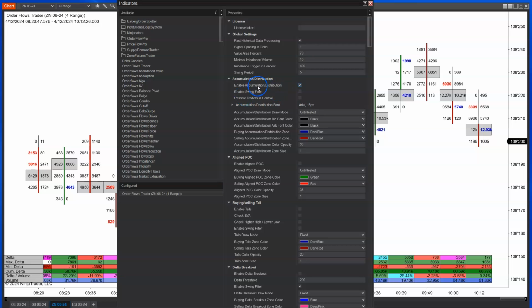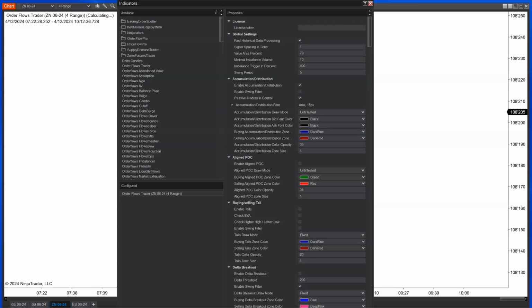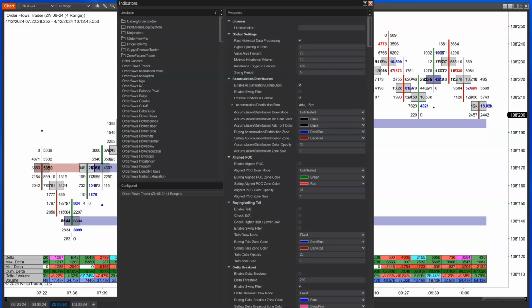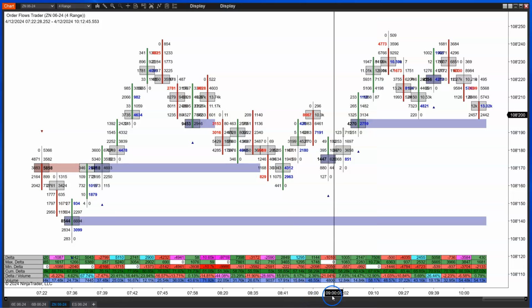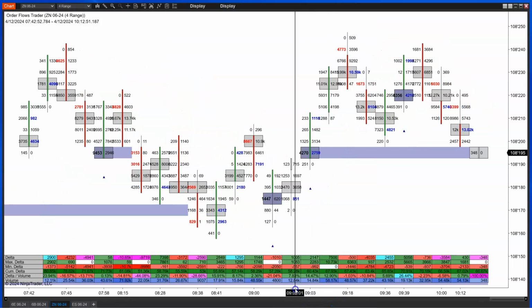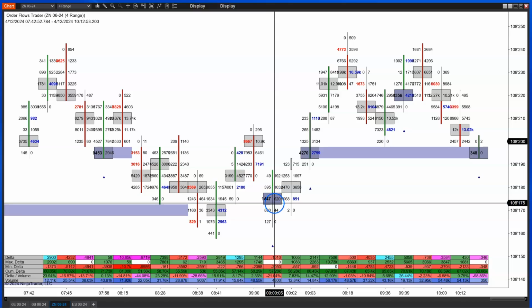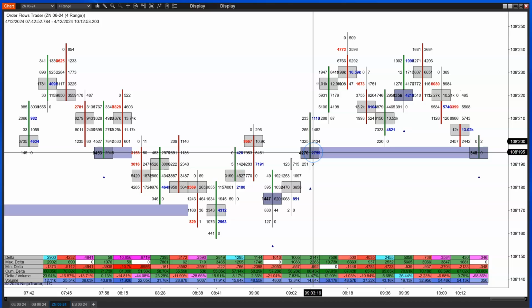So you just click it, right? And really, to filter it out for stronger trades, you want to put passive traders in control as well. Okay. So enable it and add passive traders in control. Then you click OK, and it will highlight the bars that have accumulation or distribution taking place. Okay. And it's going to color the box or a price level in the bar where accumulation is taking place.